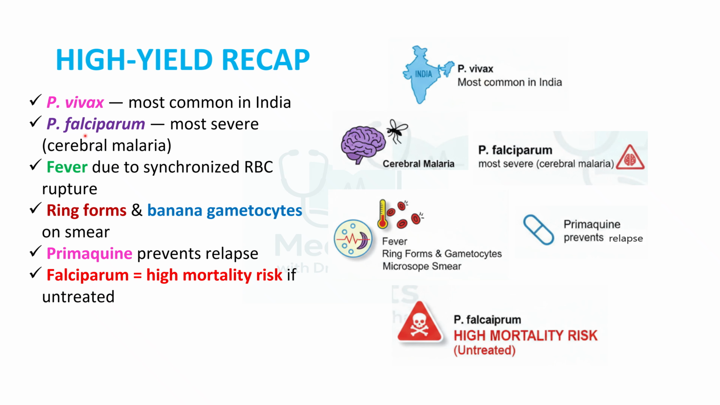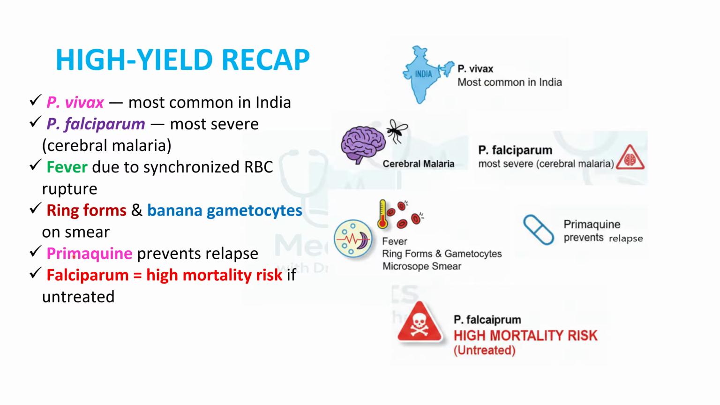Plasmodium falciparum is a dangerous dude. This one causes cerebral malaria, hits the brain, so it is the most severe form. Fever, that's because the parasites all rupture RBCs together like a synchronized dance move. That's why the fever spikes are periodic. On smear, look for ring forms and those banana shaped gametocytes, a total giveaway for falciparum.